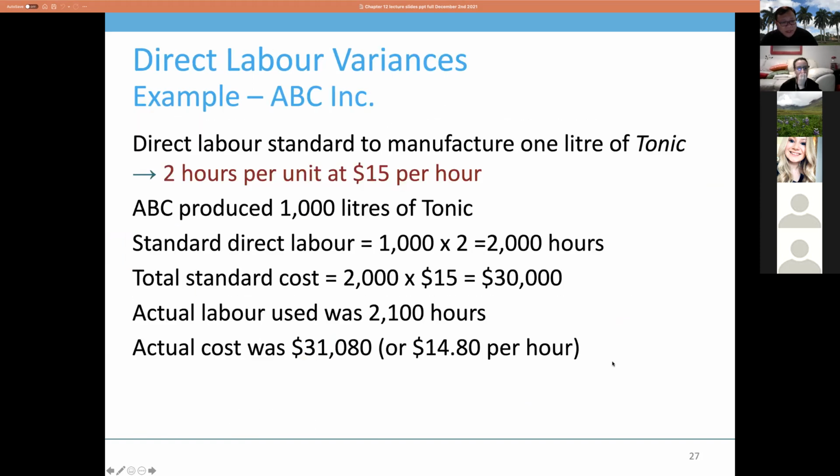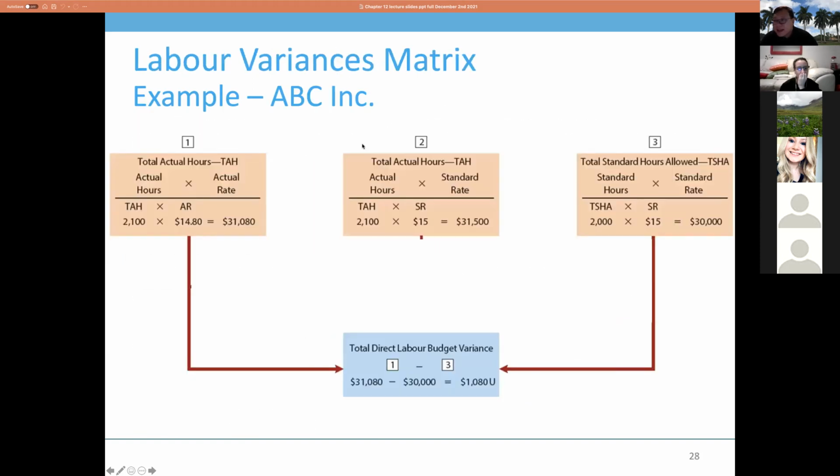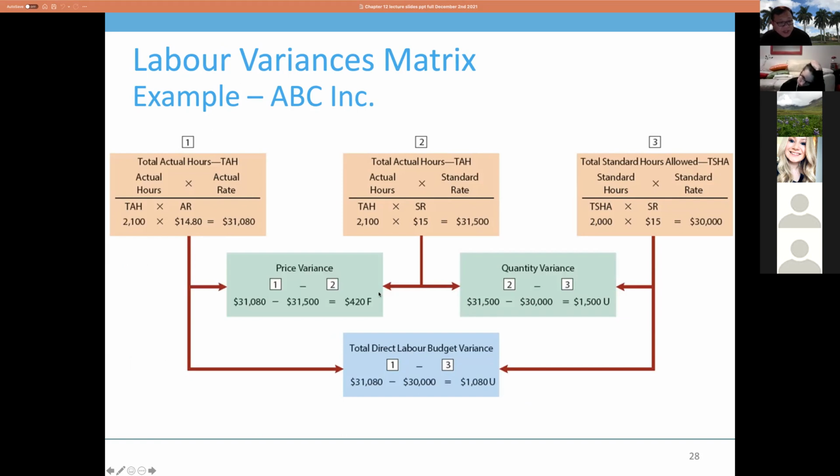So for the labor, it's the same idea, right? This is exactly the same idea. You have actual cost, standard cost. In the middle, that's the actual quantity times standard price. You call this labor quantity variance. You call this labor price variance, okay?